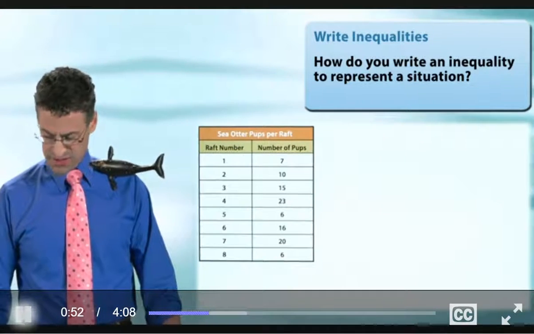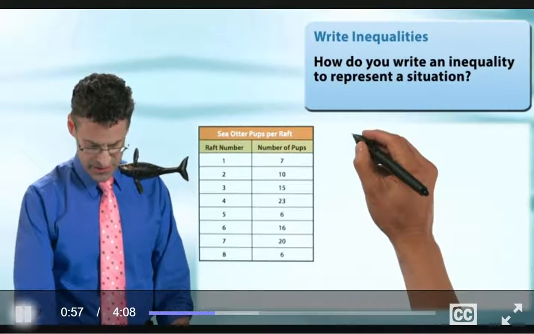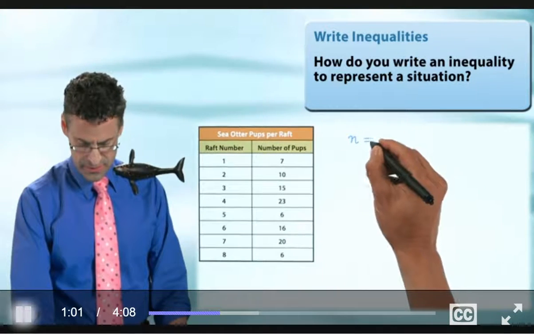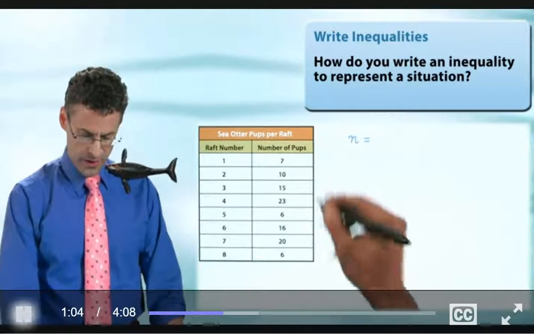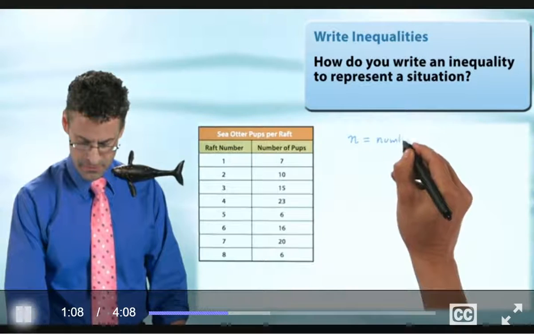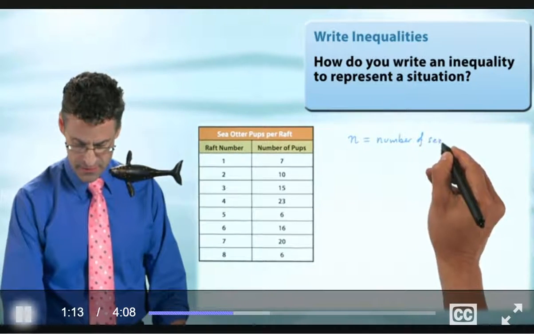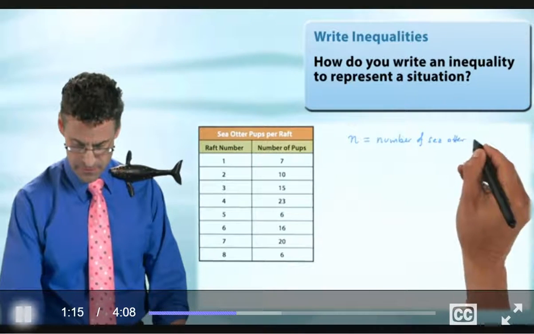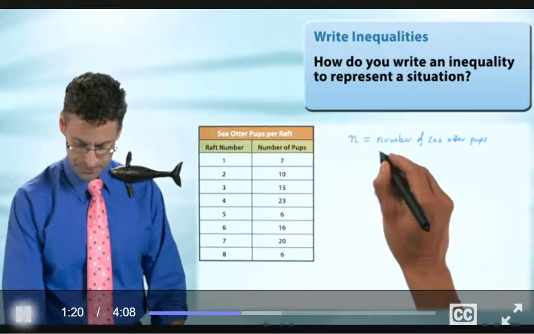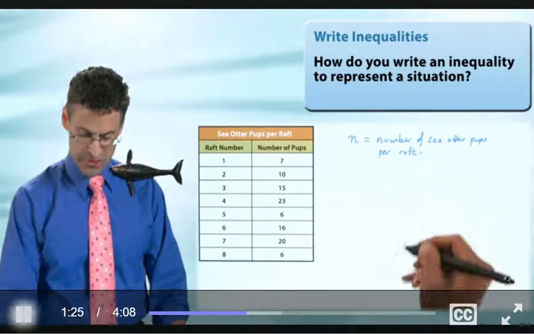Well, first of all, I need to actually decide on an unknown, and let's let that be n. So let's let n represent the number of sea otter pups per raft. So that's what n is going to represent.